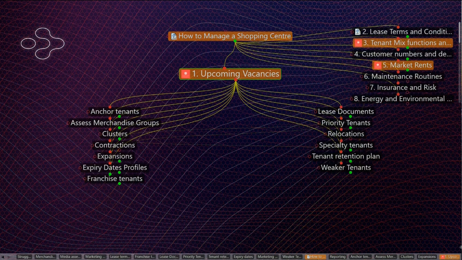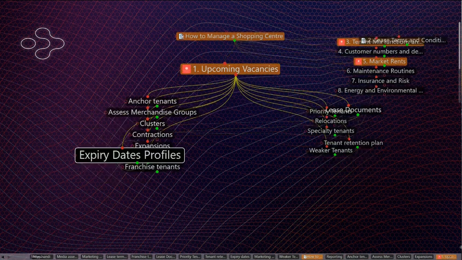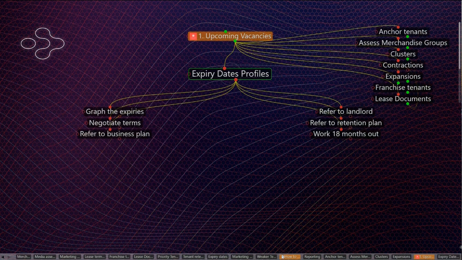So going back out of there, look at your expiry date profiles for the entire tenancy mix. Graph the expiry dates. Consider the negotiation terms that you'll need to consider with each tenant type and the location. And refer to the business plan, because the business plan should incorporate the expiry date profiles. Refer to the landlord as part of that process to structure it correctly to make it work. As I said before, this will be integrated back into your retention plan, and your retention plan is part of the business plan for the asset.